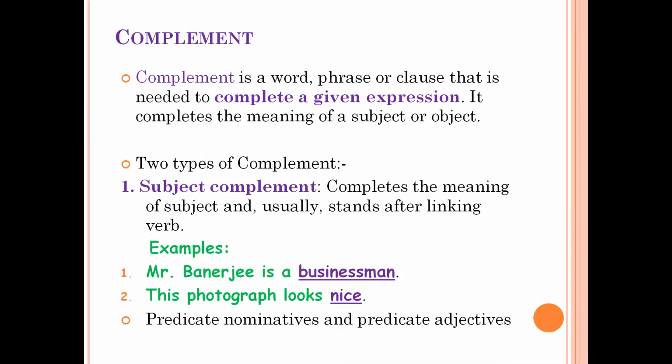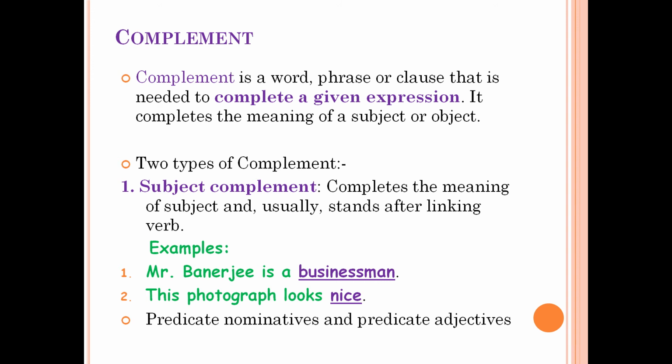The fourth element of a sentence is complement. Complement is a word, phrase, or clause that is needed to complete a given expression. It completes the meaning of a subject or object. Dear students, don't get confused between compliment, that is given to praise someone, and this complement in English grammar, that's to complete something.